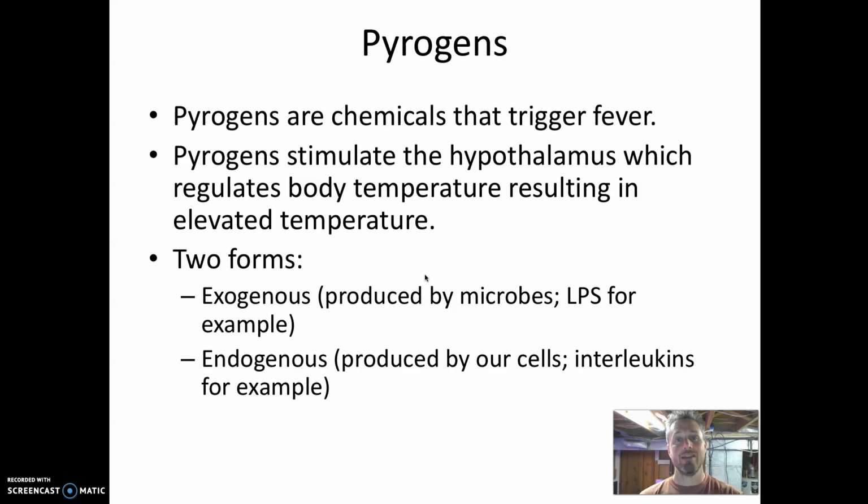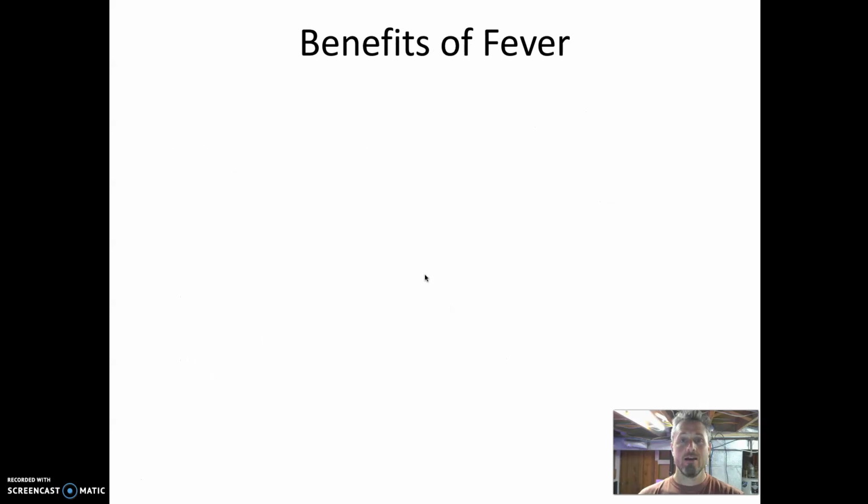In part, they can cause you to develop a fever because of their pyrogen activity. All right, so we know that fever is an elevated body temperature. We know that pyrogens are chemicals that trigger fever by stimulating the hypothalamus. So the last thing we want to think about is why our body stimulates fever.